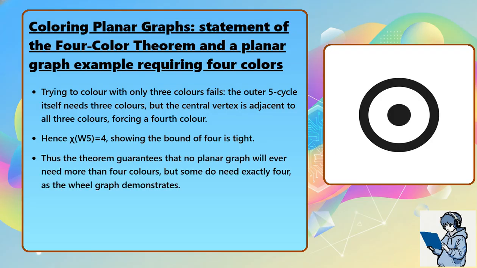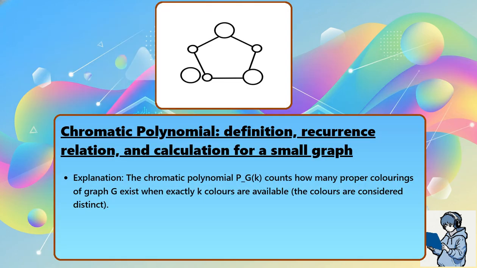Thus the theorem guarantees that no planar graph will ever need more than 4 colors, but some do need exactly 4, as the wheel graph demonstrates. Explanation. The chromatic polynomial P_G of k counts how many proper colorings of graph G exist when exactly k colors are available, the colors being considered distinct.